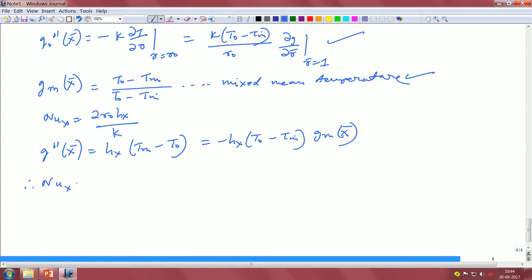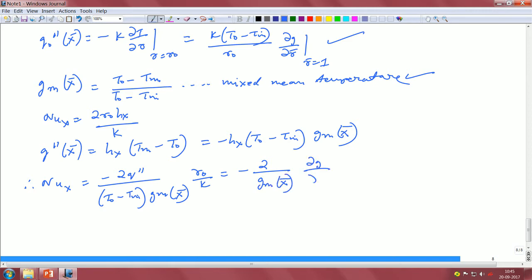Therefore, your Nusselt number Nu x is 2 q double prime over (T naught minus T in) Gm x bar, into r naught by k, which is equal to minus 2 over Gm x bar times dG by dr bar at r bar equal to 1, right. So, you know that your Nusselt number is basically a function of your x bar. That was obvious, but we have restated it over here for convenience.